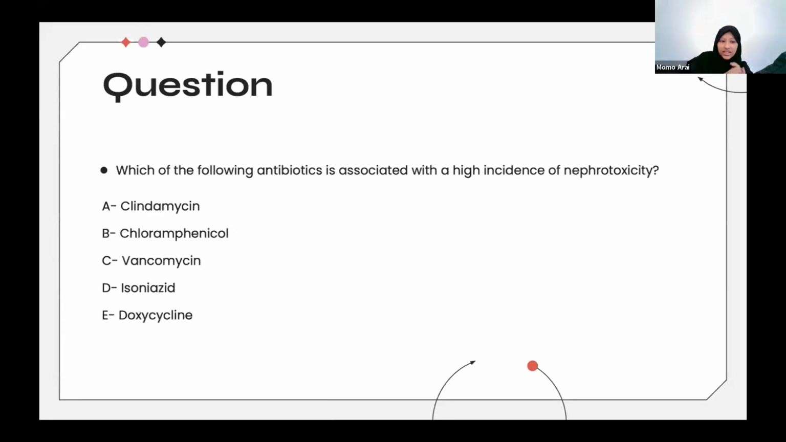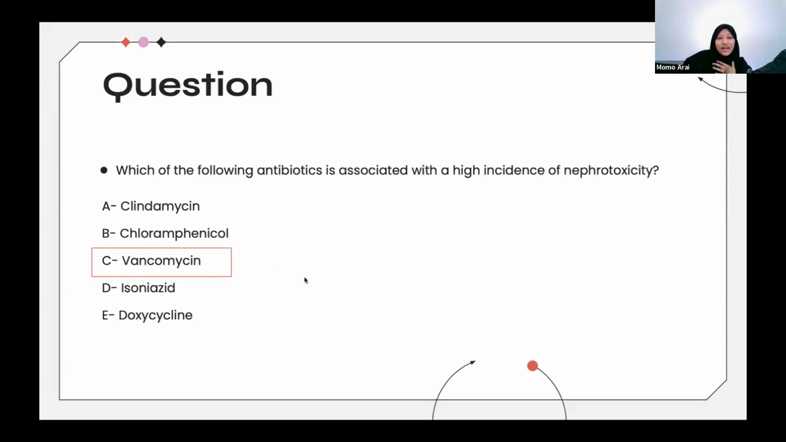Okay, so for the first question, which of the following antibiotics is associated with a high incidence of nephrotoxicity? You guys can answer in the chat or unmute, up to you. Okay, C. Does anyone know why? If you want to explain the answer? Okay, everyone's saying C so far.